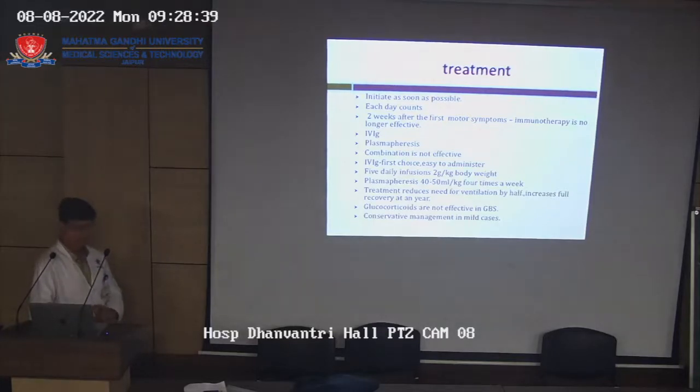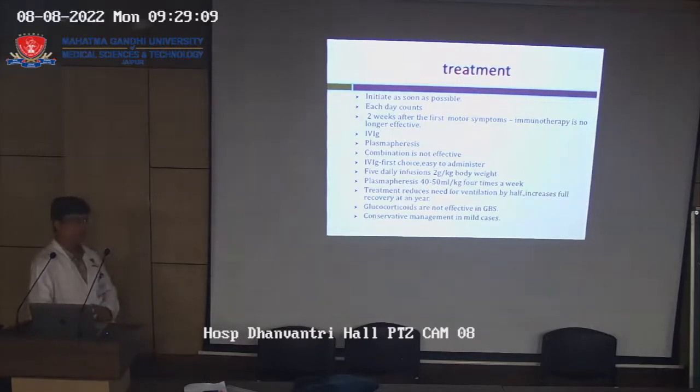So if you start the IVIG or the plasmapheresis, it reduces the need for ventilation by half and increases the full recovery at a year. And glucocorticoids are not effective in GBS, so you should not give steroids. Steroids are given only for the treatment of transverse myelitis. So you should diagnose effectively, because the treatment approach is different. Transverse myelitis is treated with glucocorticoids, while GBS is treated with IVIG or plasmapheresis.